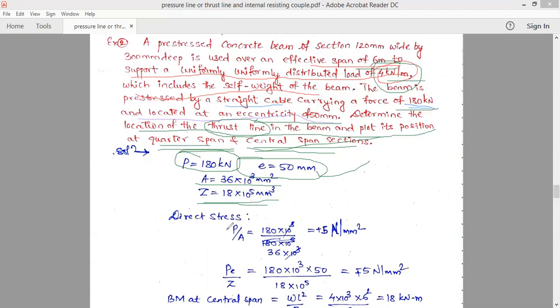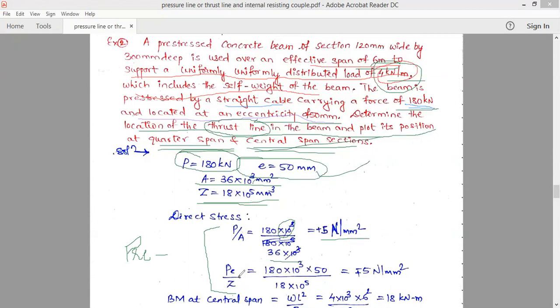So direct stress, we have P by A. These two stresses which are being calculated here are related to pre-stressing, right? I will write here again, it is related to pre-stress. So first we'll calculate direct stress. P by A, it is 180 into 10 to the power 3 divided by area, 36 into 10 to the power 3, area of cross section. So we will get 5 Newton per mm square, that is direct stress.